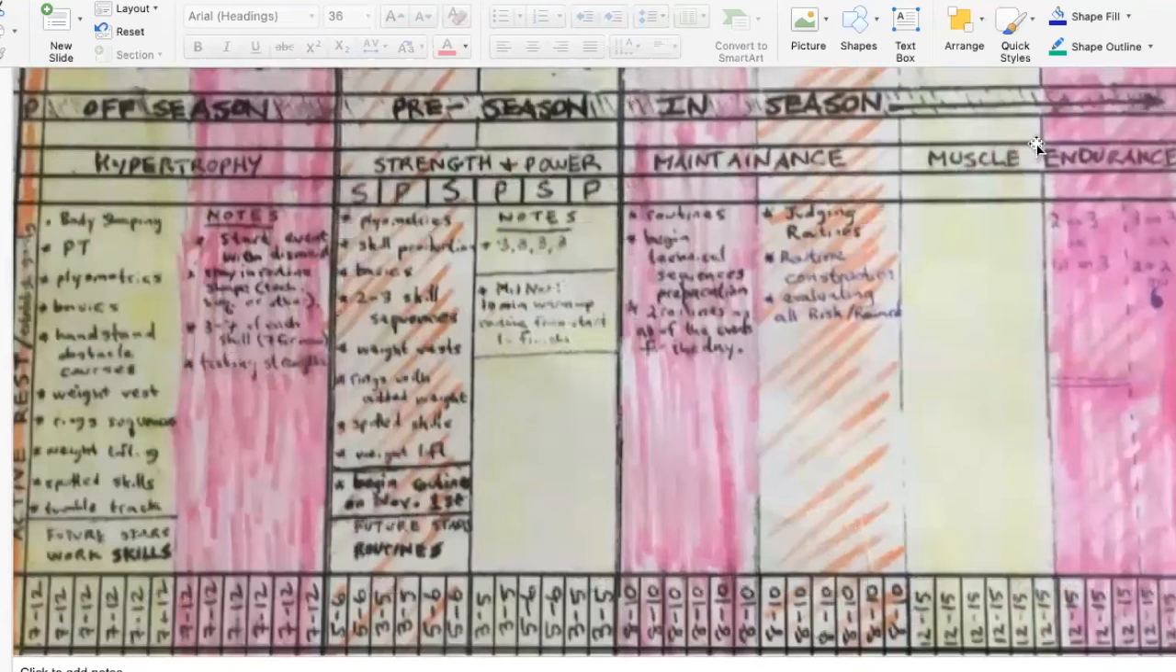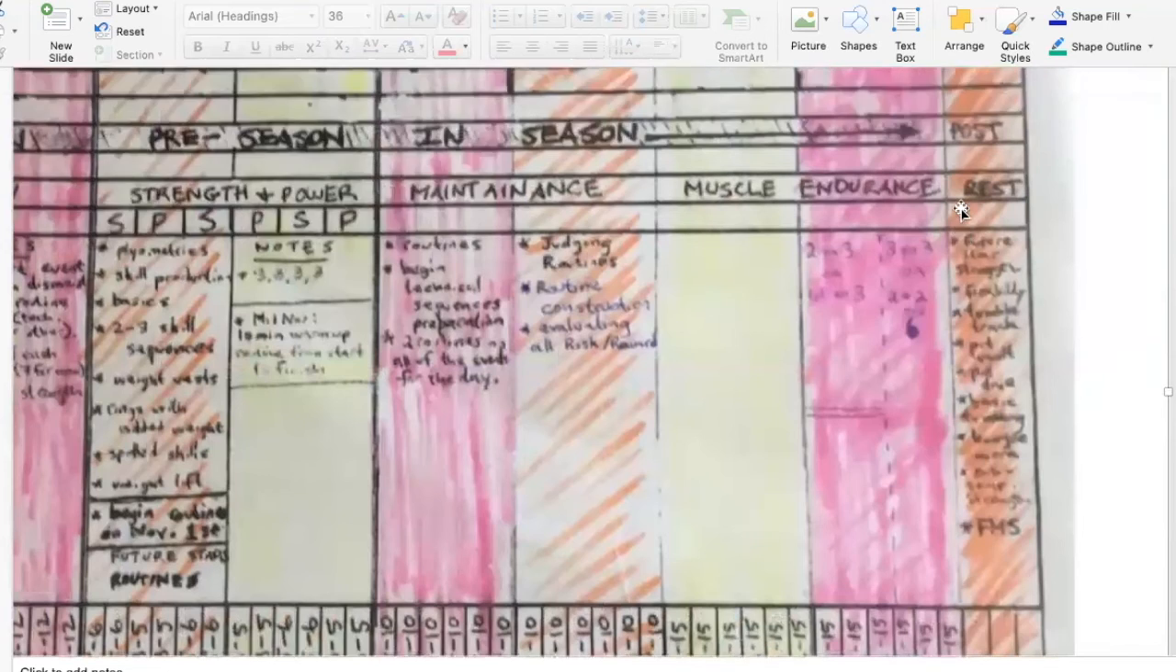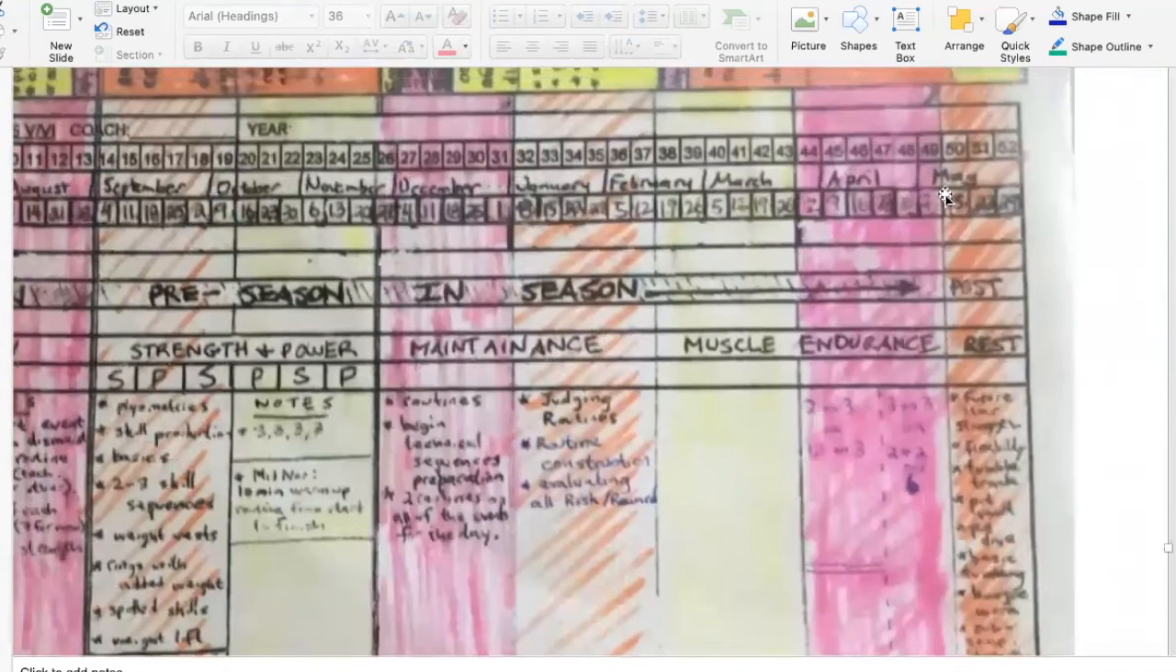So this right here is a microcycle. Actually, you could even call it a mesocycle. It's like a medium cycle. And within this week alone, I break this down even further throughout that week. So that would actually be a microcycle.